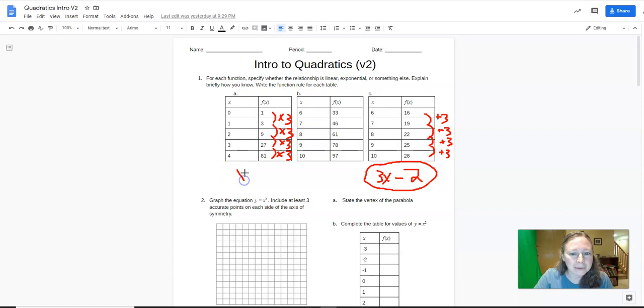F of x equals 3, sorry, I'm drawing incorrectly. That should be a 3 to the x power.